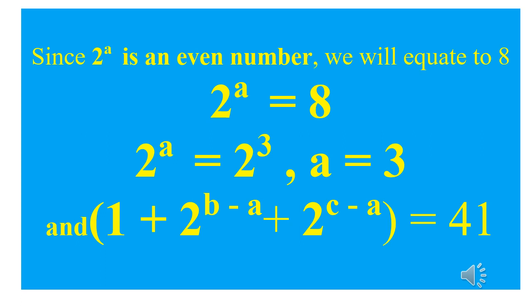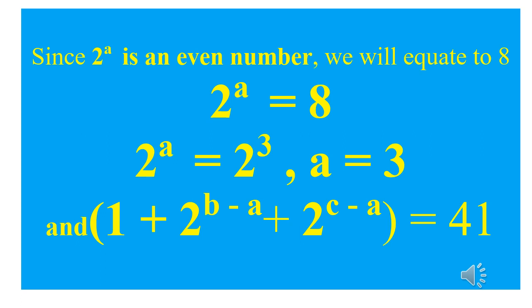Now since 2^a is an even number, we equate it to 8. So we have 2^a equals 8. If we simplify 8 to 2^3, then we have 2^a equals 2^3. Now since they have the same base, according to the law of indices, we equate the power, so we have a equals 3. So we have gotten the value of a equals 3.